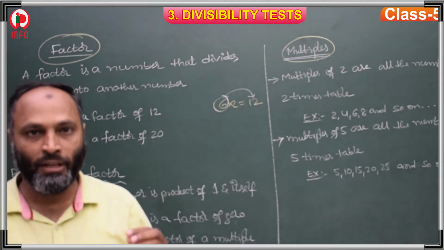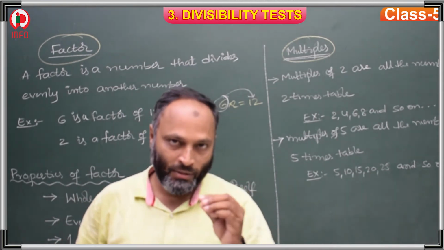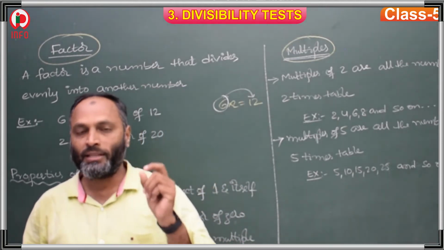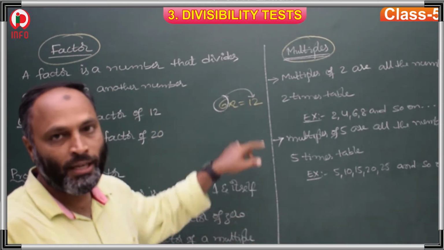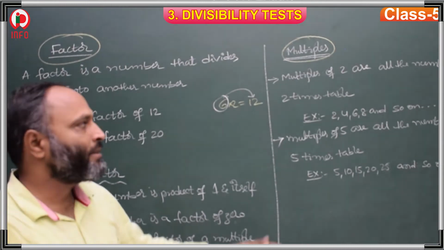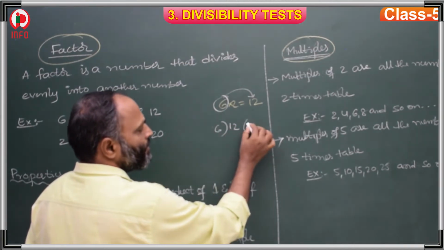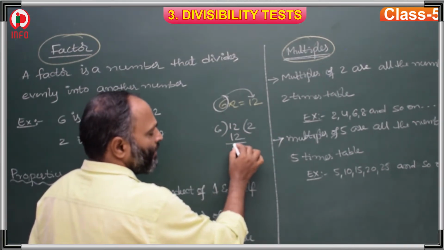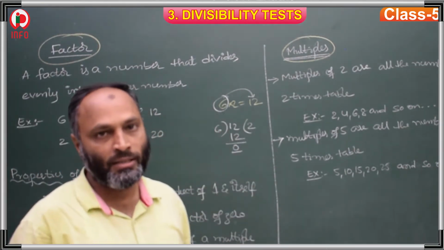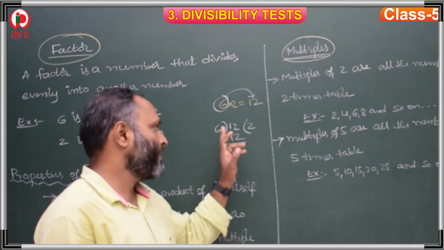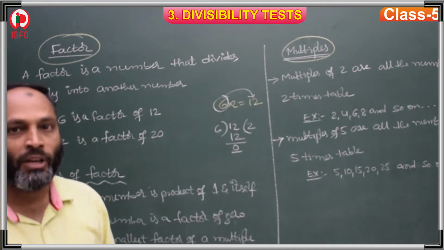Exactly divides means when we divide the number by 6, the remainder should be 0. If the remainder is 0, then we can say that the number exactly divides. So if we divide 12 by 6, 6 2s are 12, and the remainder is 0. The remainder is 0 means 6 exactly divides this 12. So 6 is a factor of 12.